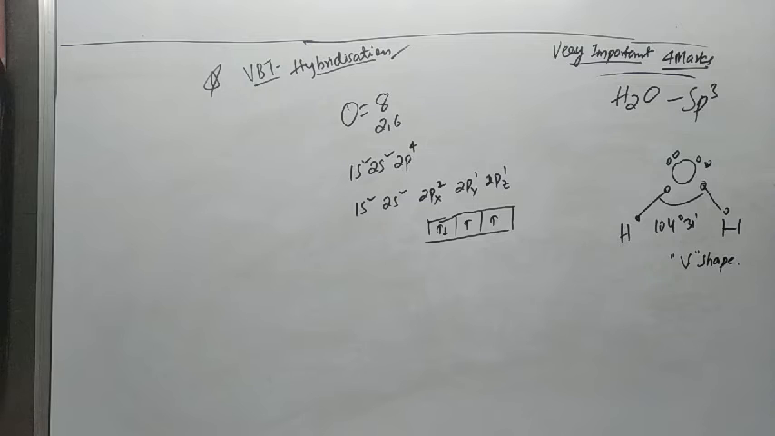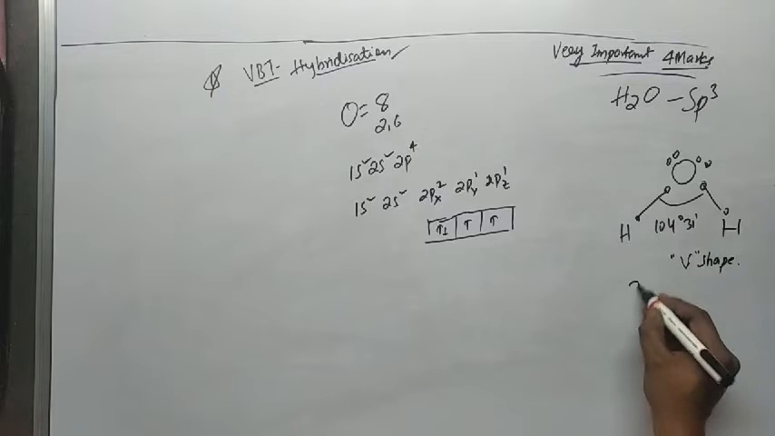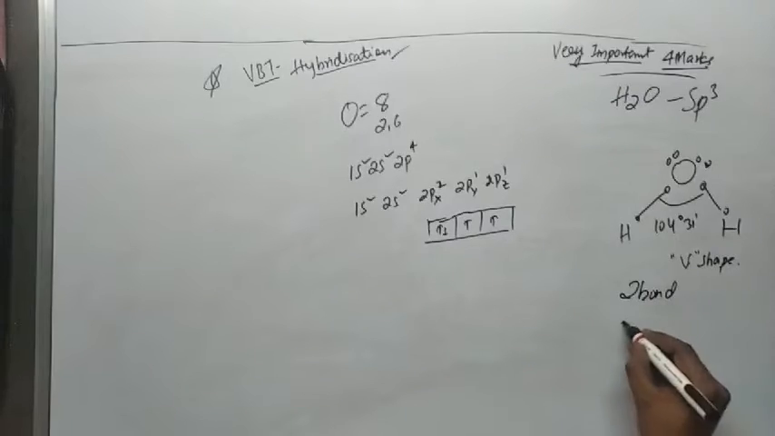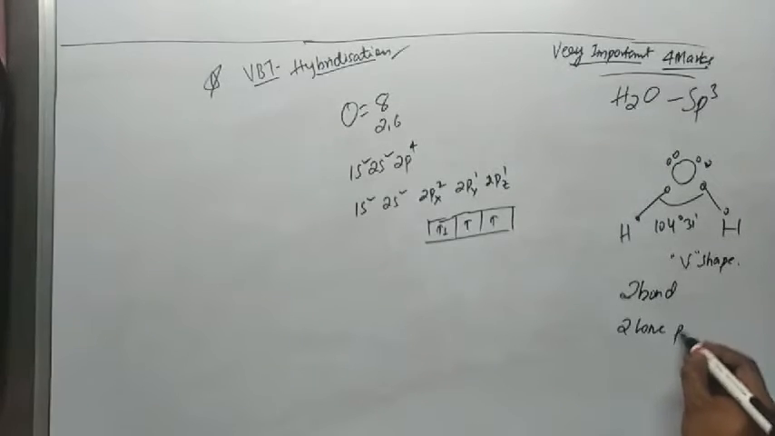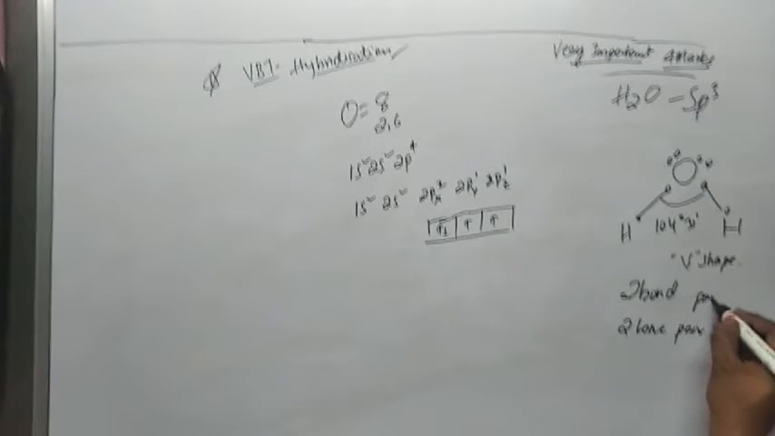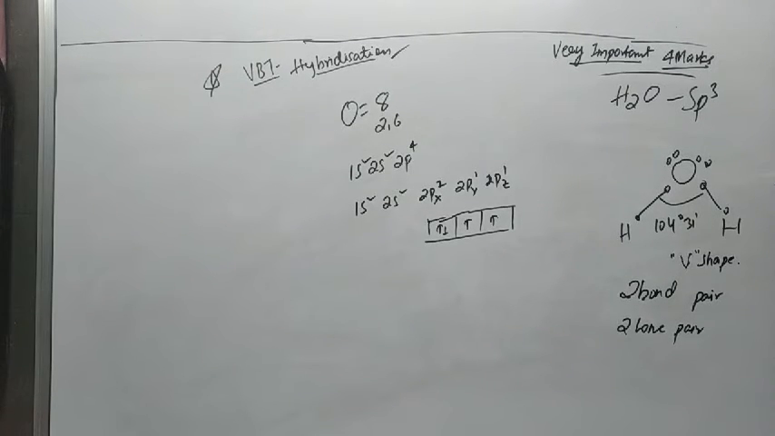So the next one is VBT hybridization, the water molecule. First, what do you know about the water molecule from VSEPR theory? From VSEPR theory, we know that the water molecule has two bond pairs and two lone pairs.